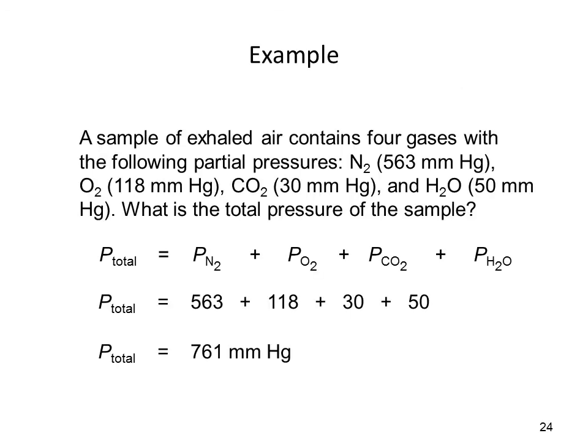An example of this is if you have the following partial pressures for nitrogen gas, oxygen gas, carbon dioxide gas, and water, what would be the total pressure of the sample? All you have to do is take the individual partial pressures, sum them together, and you get the total pressure.